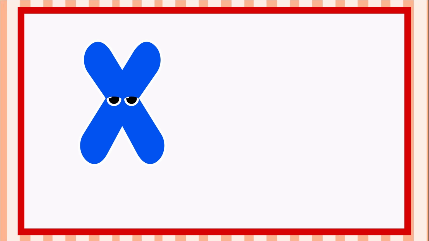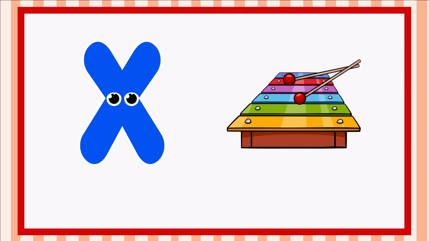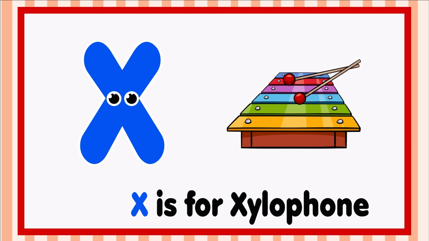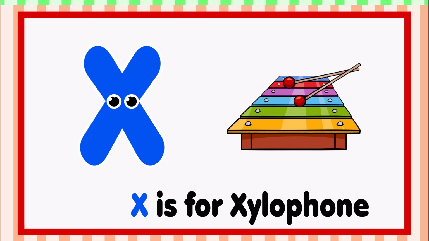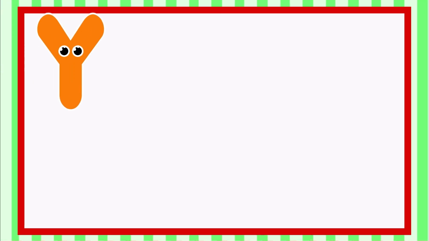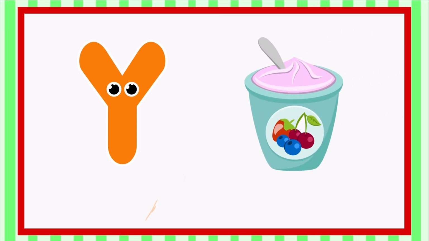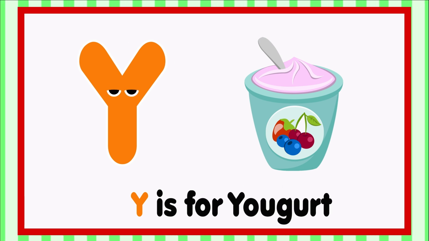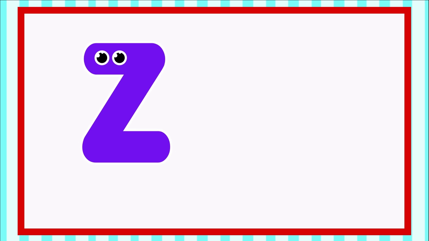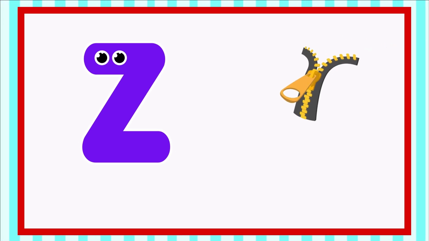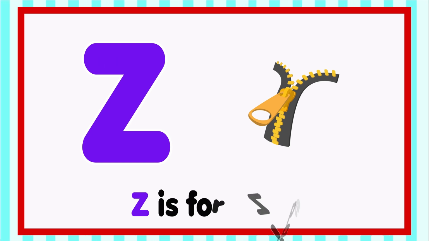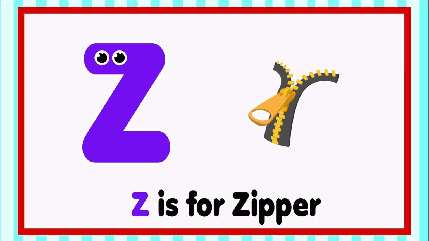X. Xylophone. X is for xylophone. Y. Yogurt. Y is for yogurt. Z. Zipper. Z is for zipper.